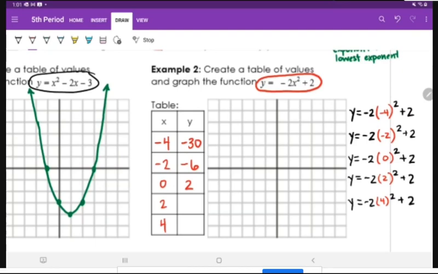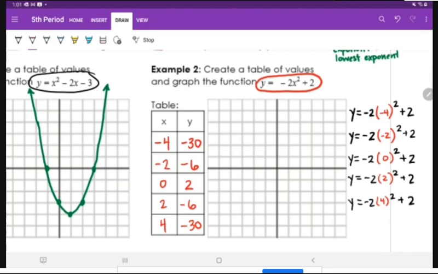And has anybody plugged in 2 yet? Jenny, what'd you get? -6. Uh-oh, here's Colin's pattern. Max, what'd you get for 4? Perfect. See this? Again, we have this pattern where -30 is showing up twice, -6 is showing up twice. It's a good sign that we're getting a consistent pattern.